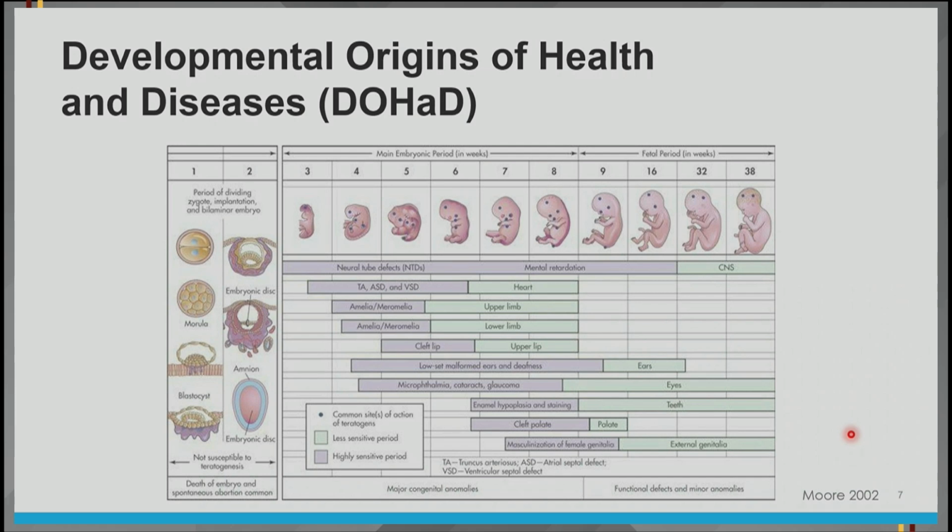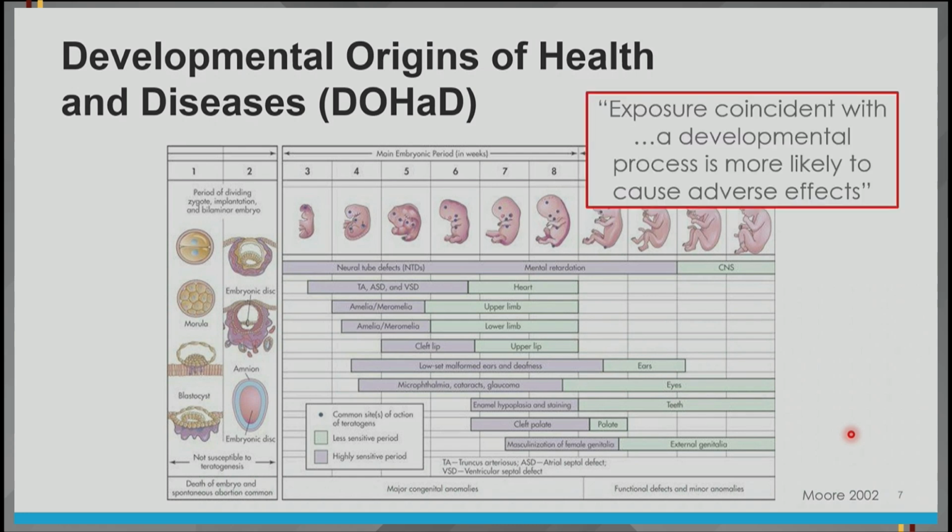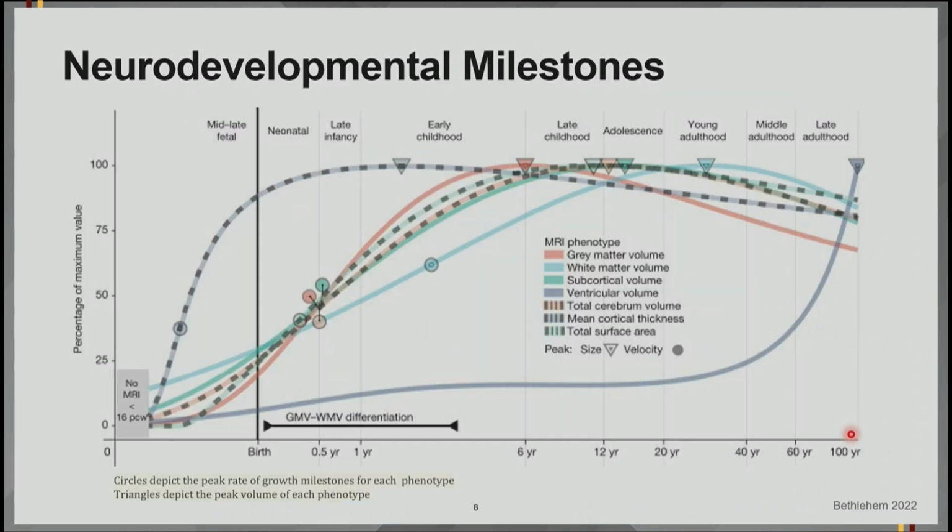If you were to see a child with cleft palate, they might have had some sort of insult when the palate was developing. So the idea of this figure and of this paper is to capture the fact that exposures that are coincident with a developmental process are more likely to cause adverse effects. So in my world, when we're thinking about it, the human brain is both the slowest and the most complex to develop.